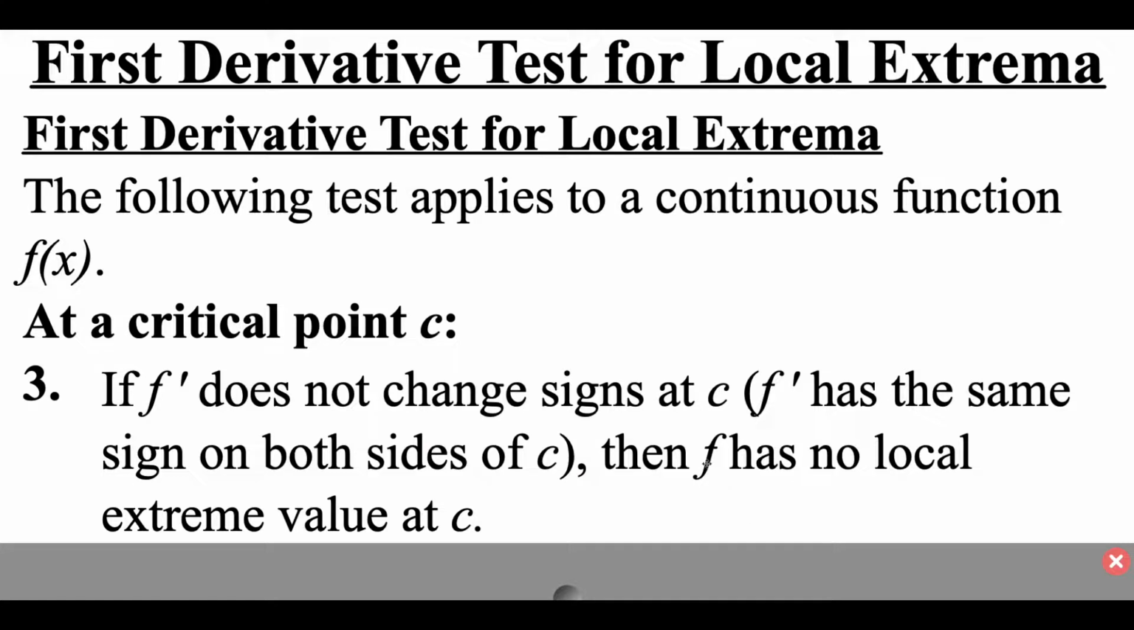Another thing that could happen at our critical point C, if your derivative does not change signs, so if your derivative is either both positive on the left and right side of your C value, or both negative on the left and right side of your C value, then our function doesn't have a local extreme value at that value of C.